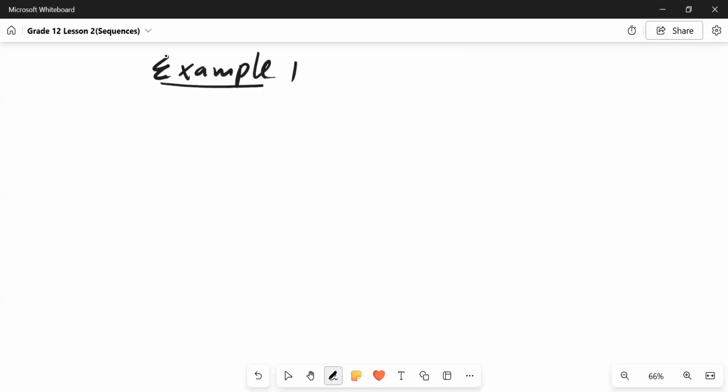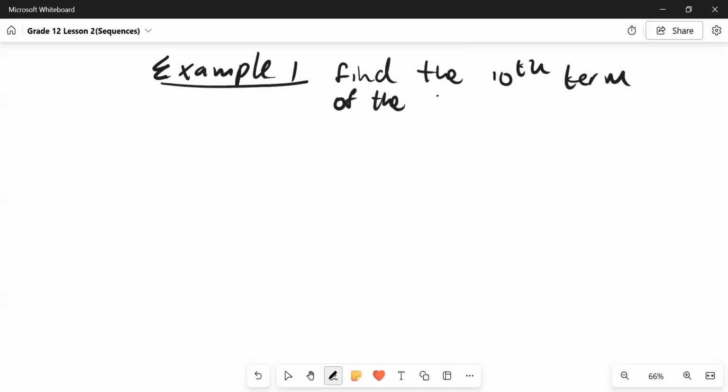So for example 1, they're saying now find the 10th term of the sequence. And then they give you the sequence 5, 12, and 19. So what do we do?